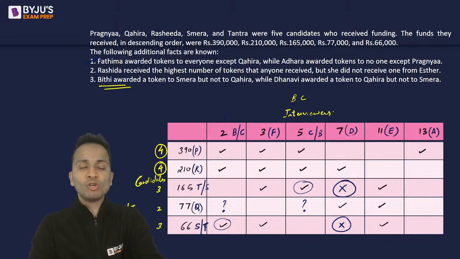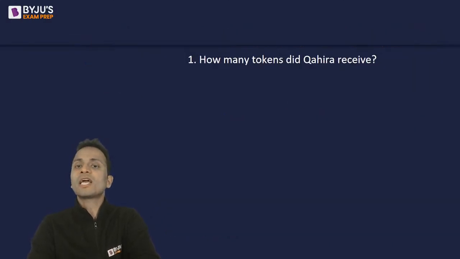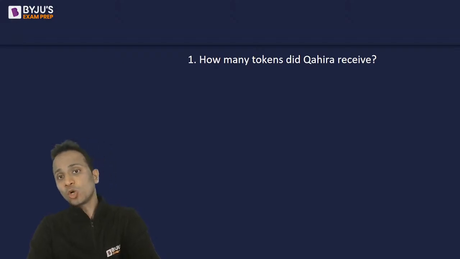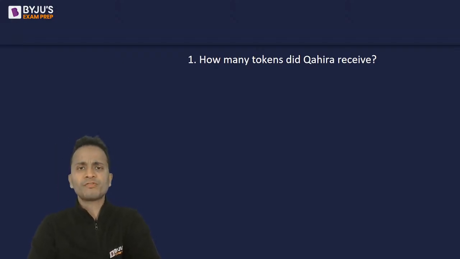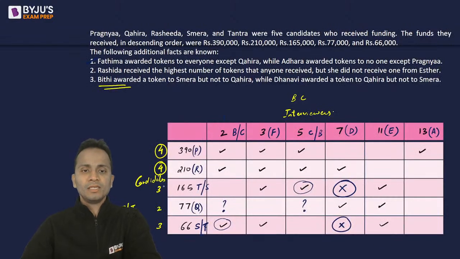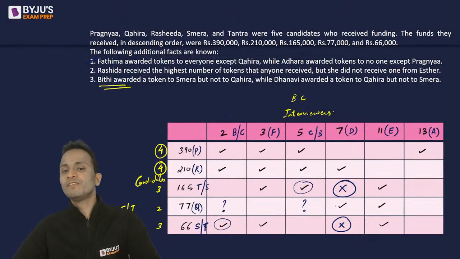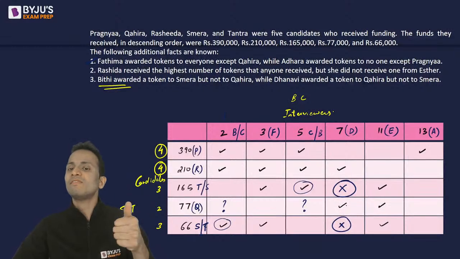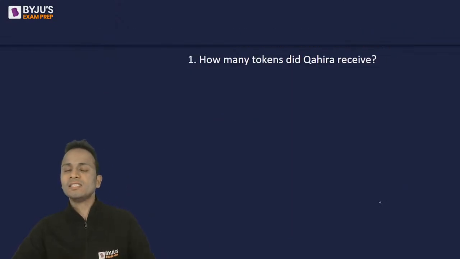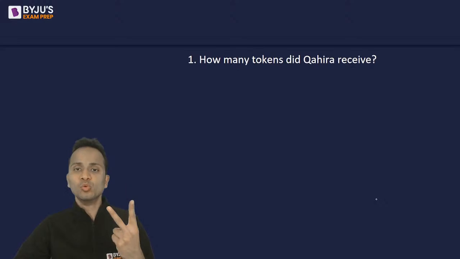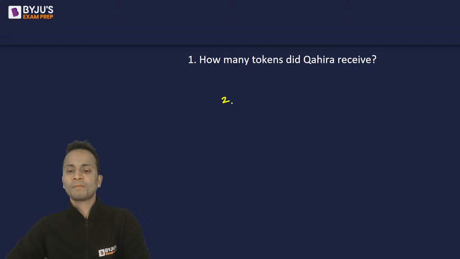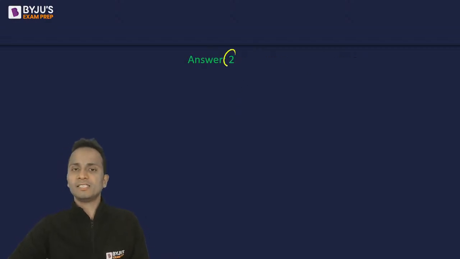Now let's have a look at the questions one by one. Question number 1. How many tokens did Kahira receive? Let's go back to the table and find out the number of tokens received by Kahira. Kahira has received, as you can see, with a funding of 77, 2 tokens worth 7 and 11. So the answer of this question should be 2. Kahira has received 2 tokens. Okay, right? And yes, that is the correct answer.